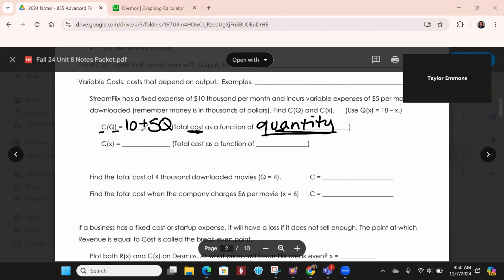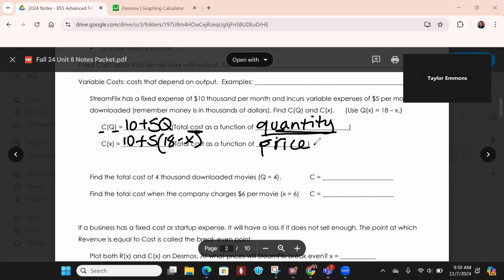Now C of X is going to be your fixed plus 5 times, what was our formula for the quantity on the last page? 18 minus X, right? And this is the total cost as a function of price. You are going to have to be able to write functions based off of the scenario.